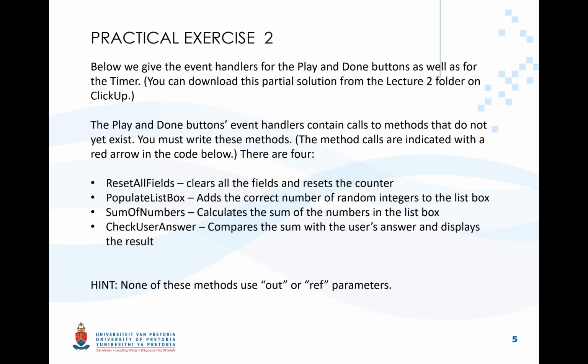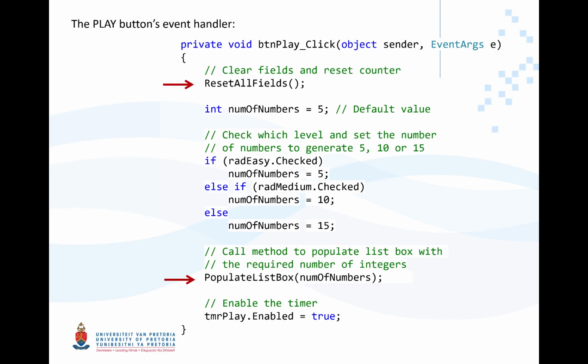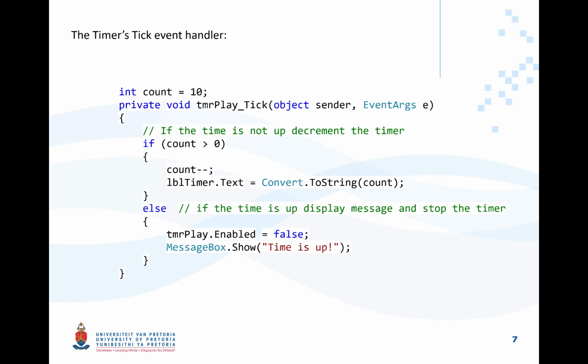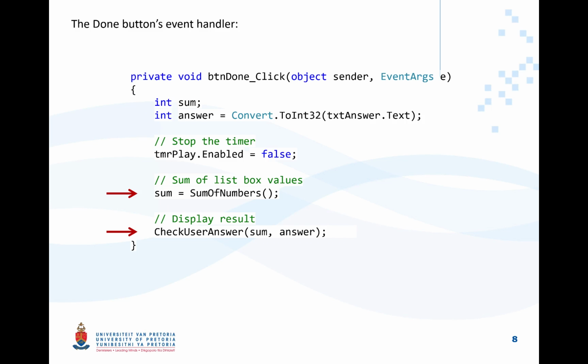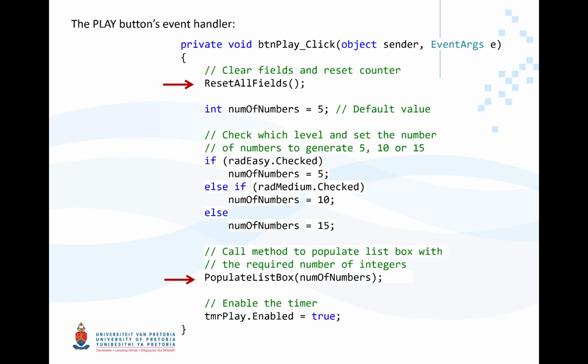All right. Okay, so as you can see, there's a hint: none of these methods use out or ref parameters. That will be taught to you in class by the lecturer. Now you can see the play button's event handler and the timer's tick event handler, which I think literally stays the same. You change nothing inside this event handler. Then we have the done button's event handler, which contains two of the four methods. And then the play button also actually contains two. So it's equal.